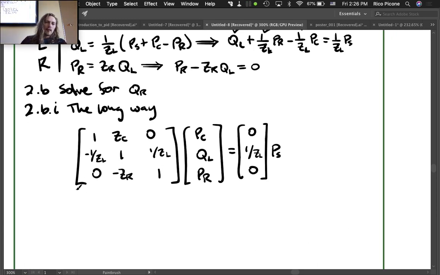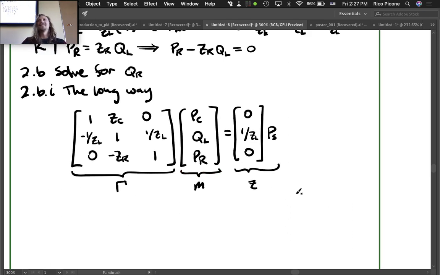Let's name these so we don't have to write it. So I'm going to call this the gamma matrix. I'm going to call this vector little m. Yeah, little m is okay, I'll use it. And I'll call this, it's like so few letters we can use. Z. Call it Z. Yeah.